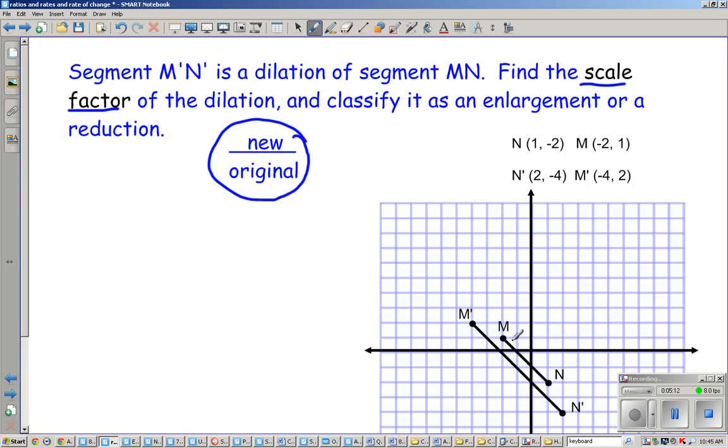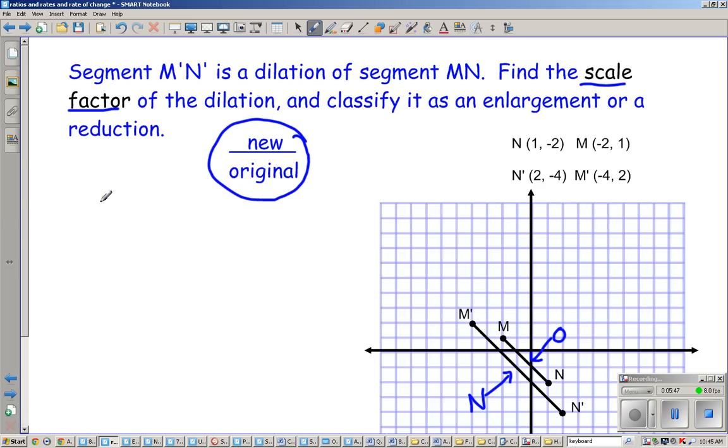Now I've already plotted, or we figured out what the ordered pairs are for my original N, which is 1, negative 2, and M is negative 2, 1. Now you might have to find these. My new N is 2, negative 4, right here, and my new M is negative 4, 2. Now just looking at this, going from the original, this is your original, right here, to the new, is this an enlargement or is it a reduction?